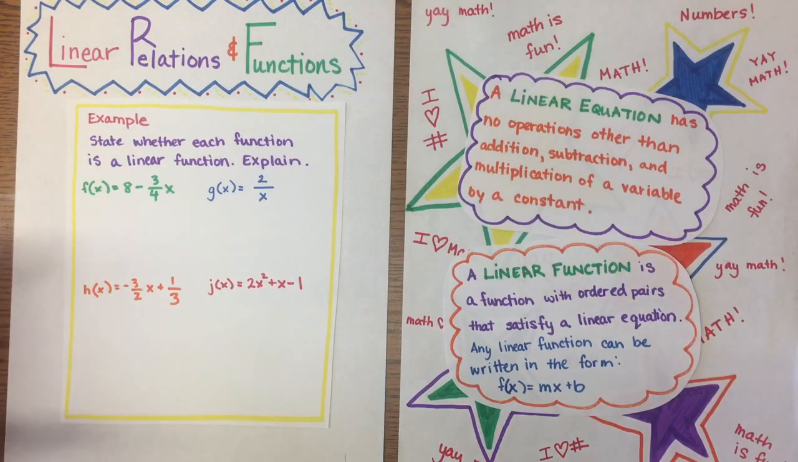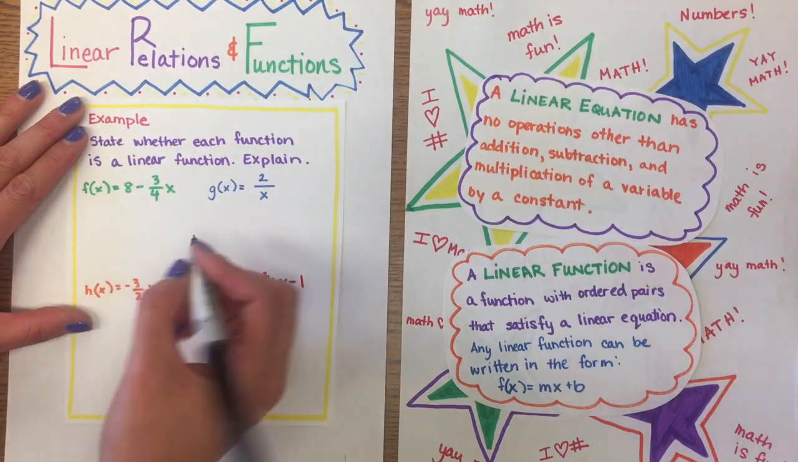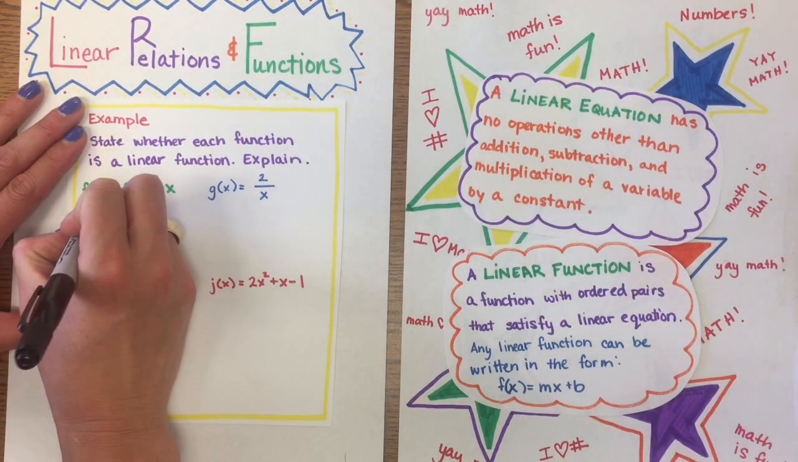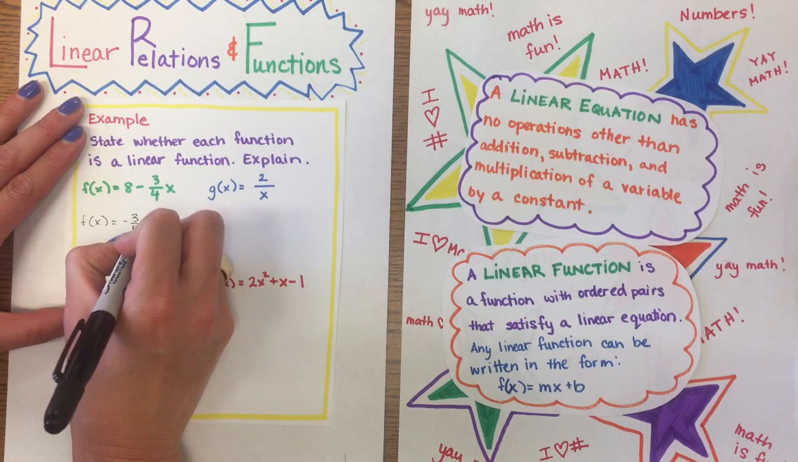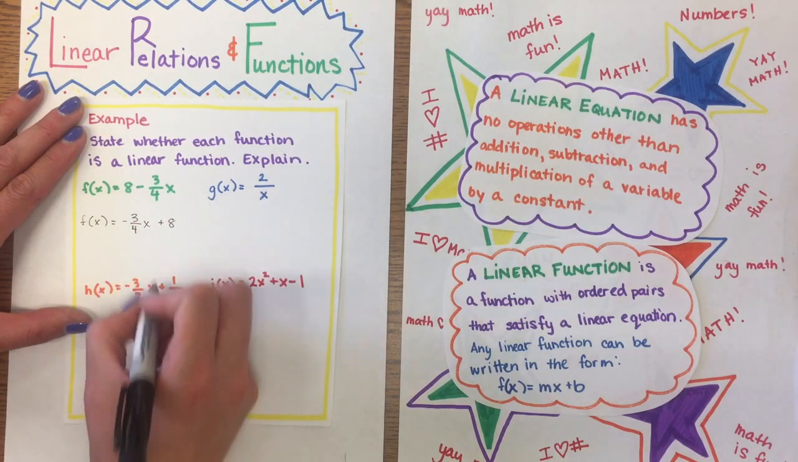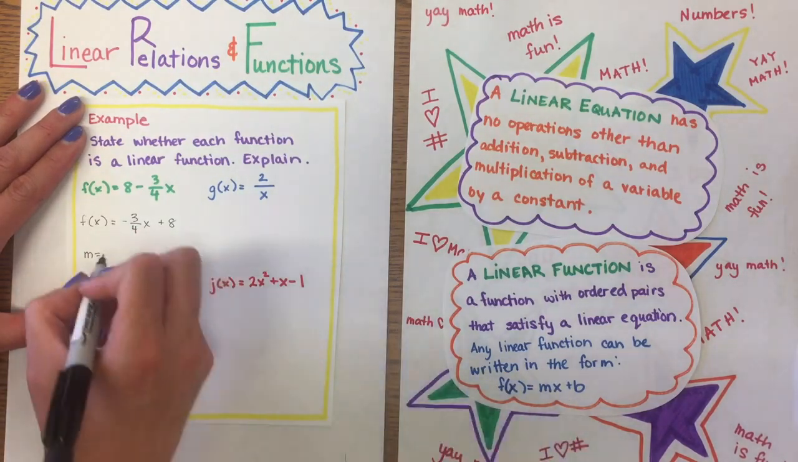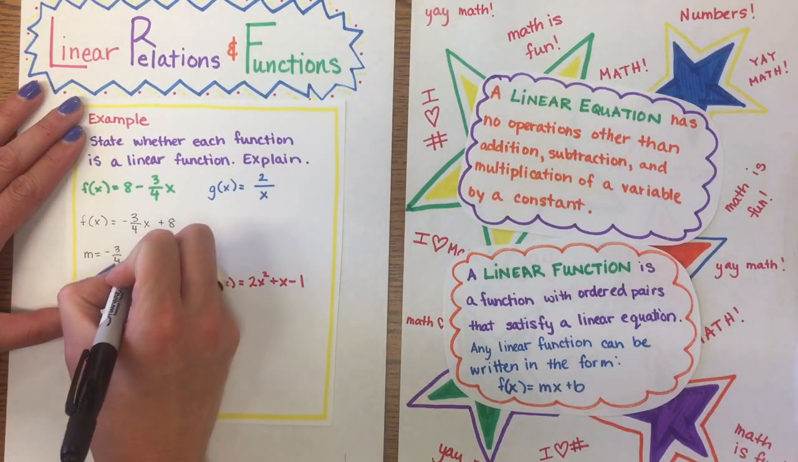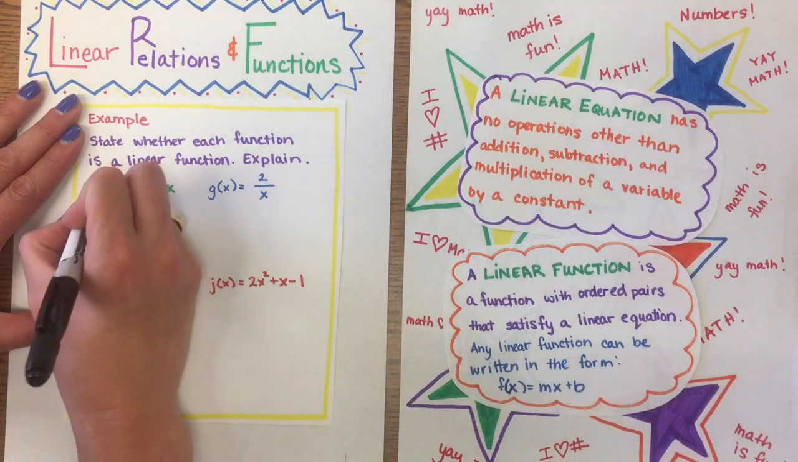So when I look at this first equation here, f of x is equal to 8 minus 3/4 x, I can rearrange this to be f of x is equal to negative 3/4 x plus 8. In this case, my m value from the form mx plus b is negative 3/4, and my b value is 8. So yes, this is a linear function.